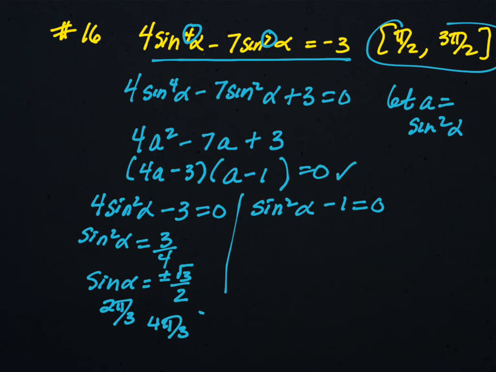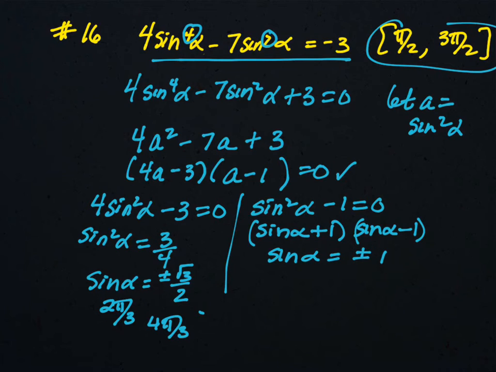This is sine alpha plus 1, sine alpha minus 1. So we get sine alpha is plus or minus 1. And between, again, we're in quadrants 2 and 3. It is 1 at pi over 2. Sine is 1 at pi over 2. So we have 3 answers.